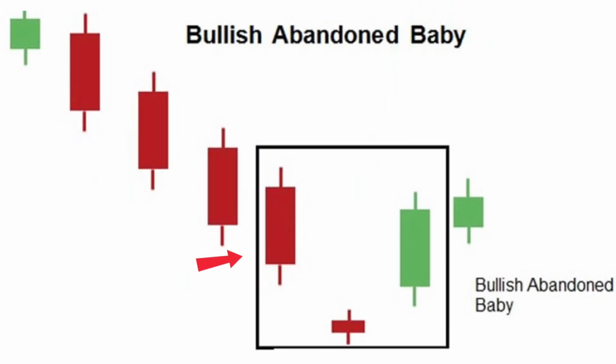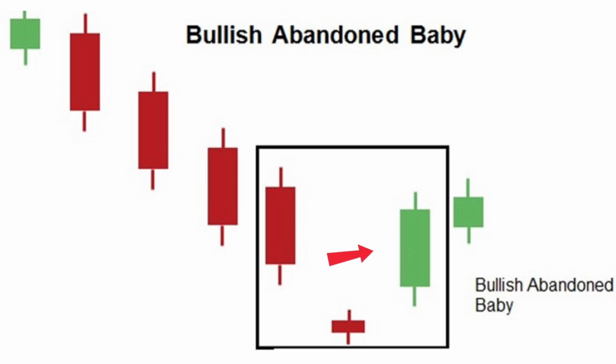Then something strange happens. The next candle gaps down and forms a small body candle or doji, completely isolated from both sides. This is not just price movement. This is indecision at the extreme low, where sellers are exhausted and smart money starts paying attention. Finally, the third candle gaps up and closes strongly bullish, leaving that middle candle abandoned. That abandoned candle is the key.